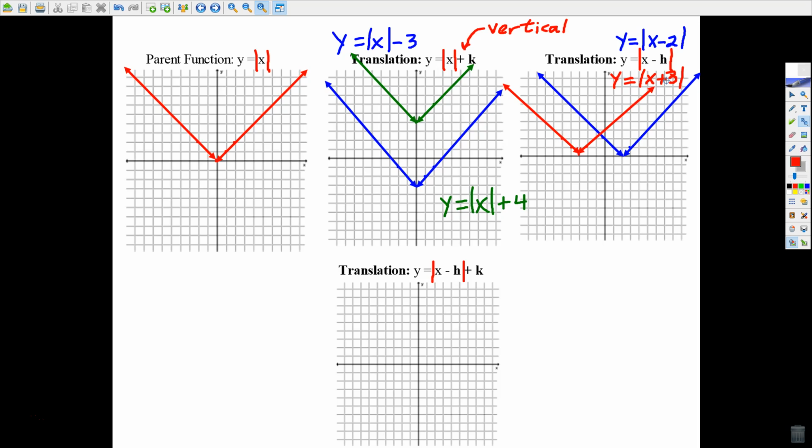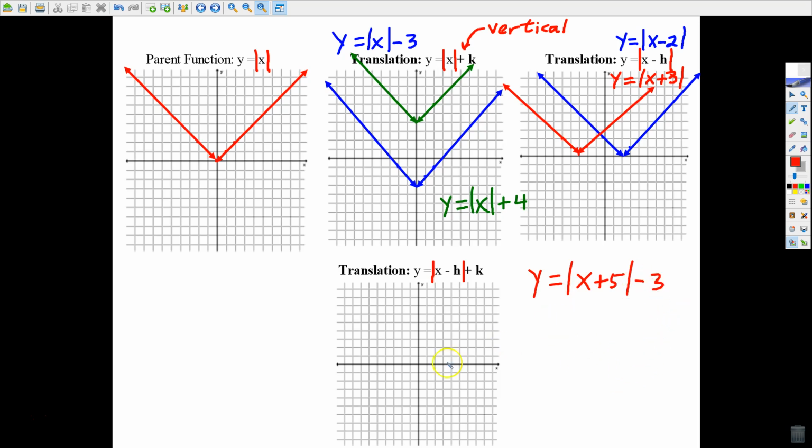All right, so let's put horizontal and vertical together. Starting with the parent y equals the absolute value of x, this would be called a diagonal shift when we combine these two moves in one function. So let me give you an example. y equals the absolute value of x plus 5, minus 3.